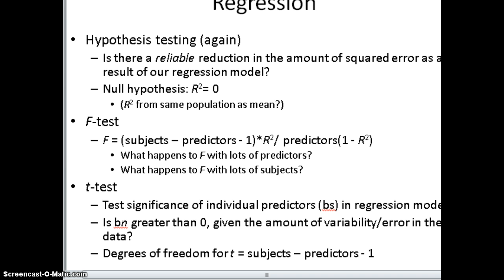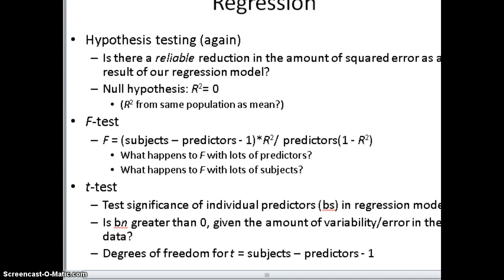The F is adjusted and becomes smaller with lots of predictors, because with lots of predictors an effect is more likely due to chance. And the F becomes larger with lots of subjects, because we have more confidence in our inferences from the sample to the population. The F-test is the test we use for the overall regression model, or the regression equation.